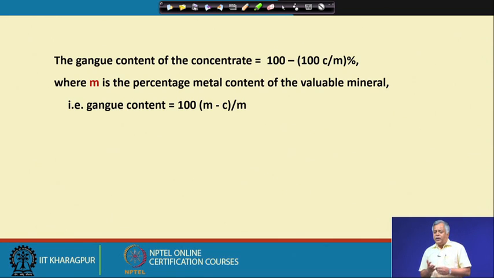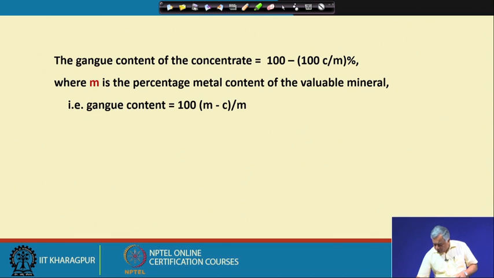So, what will be the gangue content in the concentrate? It is 100 minus 100 C by m percent. Here, m is the percentage metal content of the valuable mineral. Now, suppose, what is the meaning of this?